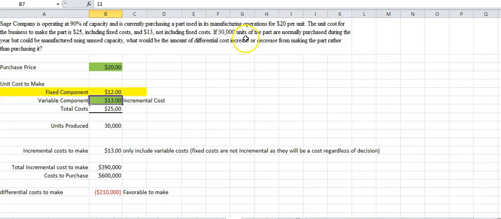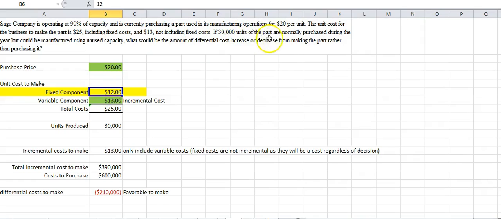If 30,000 units of the part are normally purchased during the year but could be manufactured using unused capacity. Okay, that's the key. It's unused capacity. So this $12 is the 10% that you're not using. But you're going to spend it anyways. You have to pay for it anyways, right? So it should not affect your decision. It's what we call sunk costs. It should not affect your decision.